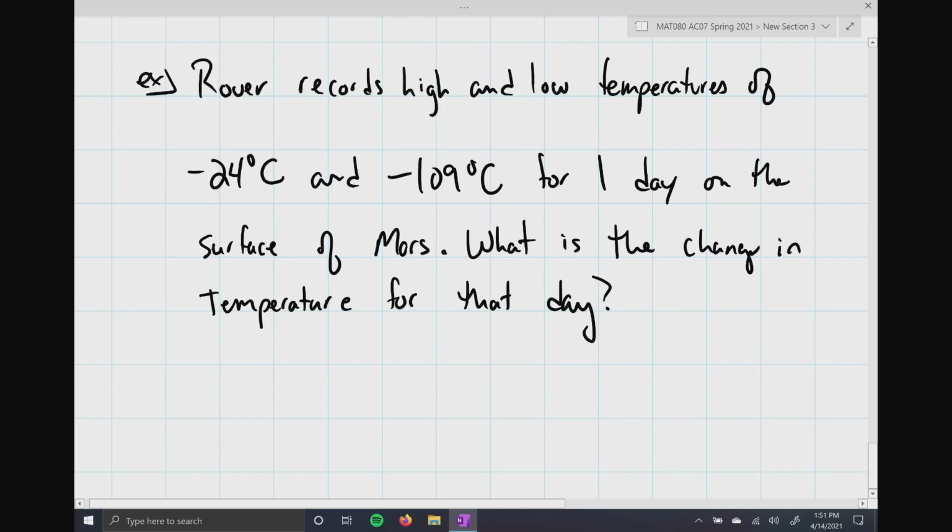So here's what we know. We know that on one specific day, the temperature probably started at negative 24, and then it went to negative 109. What I want to know is, what is the change in temperature for that day? How many degrees separate those two temperatures? That's what we mean by change in temperature. So, excuse me, how would I do that problem?